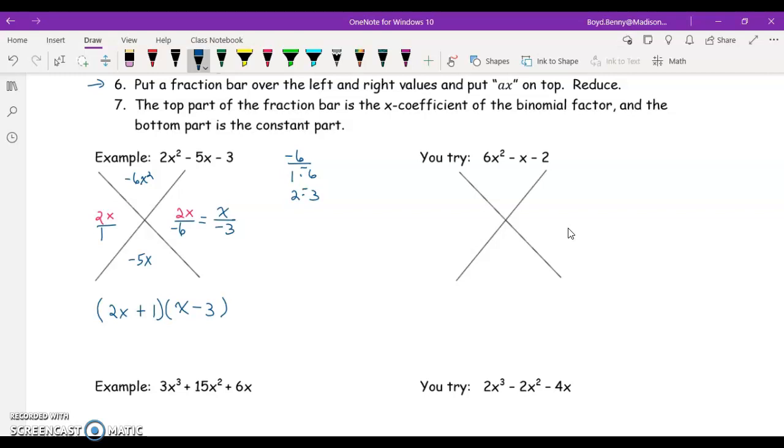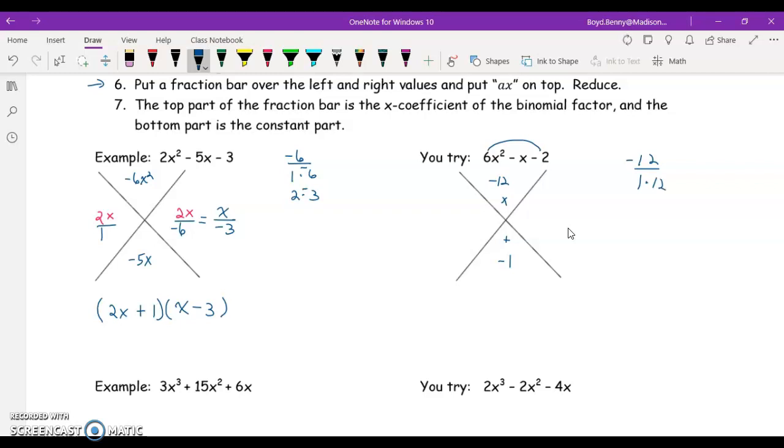Okay? So first thing we want to do is 6 times negative 2. That's going to give me negative 12. I need a product of negative 12 and a sum of negative 1. Well, let's see, negative 12. So I've got 1 times 12.